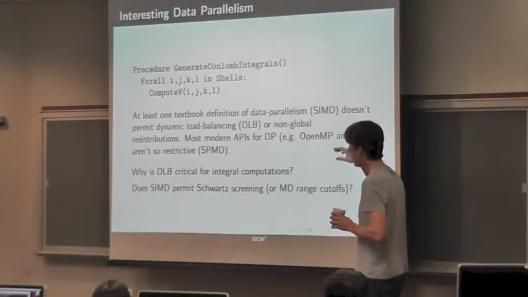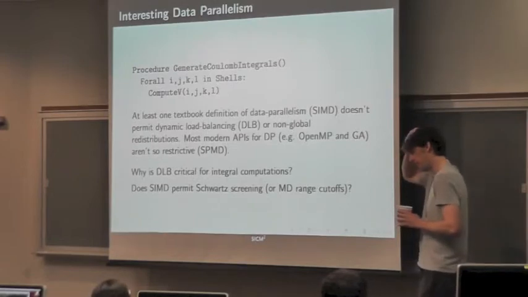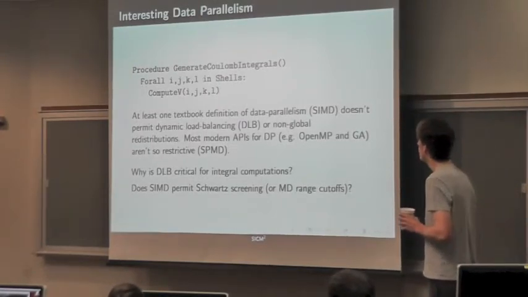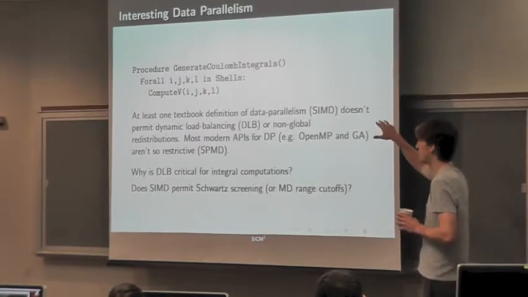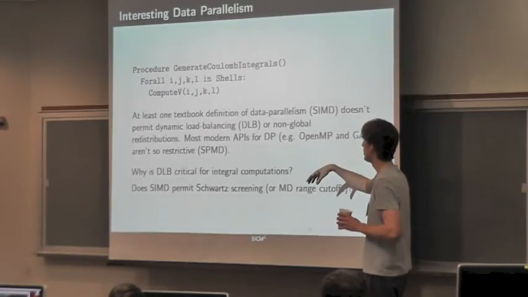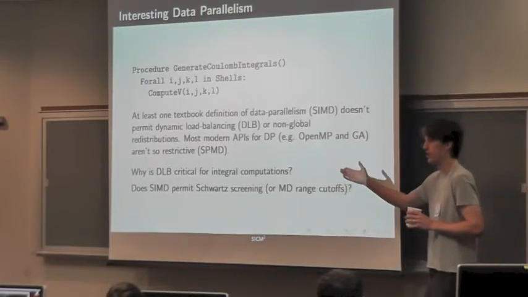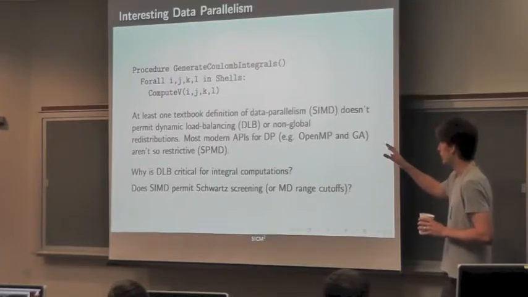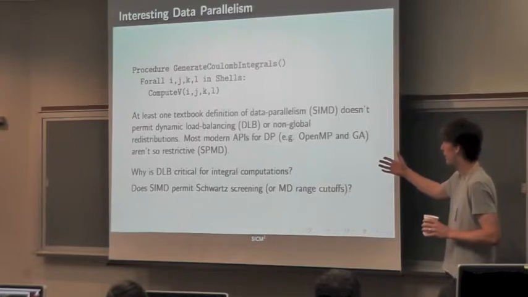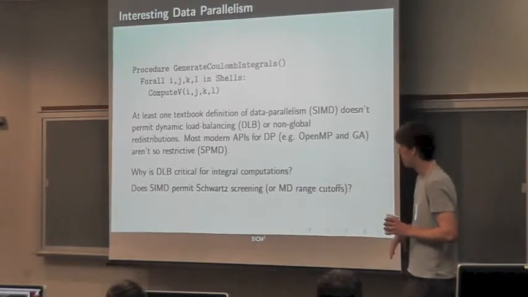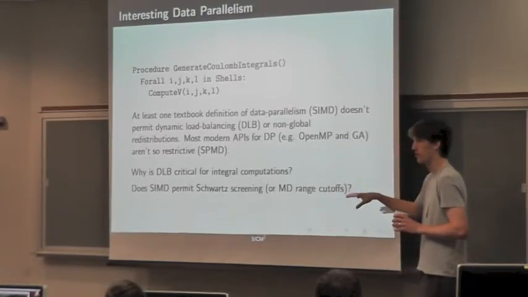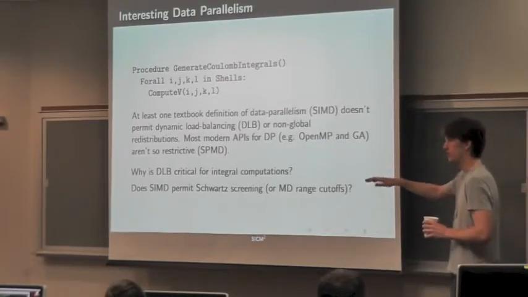So I was reading the Minnesota Kumar Karypis book last night, and their definition of data parallelism is really SIMD, single instruction, multiple data, and it doesn't actually permit dynamic load balancing or non-global data redistributions. Now, Global Arrays and OpenMP are, in my opinion, mostly data parallel, or at least express data parallelism among other things. They aren't so restricted. So they're sort of SPMD, single program, multiple data. You don't have to be on the same instruction.